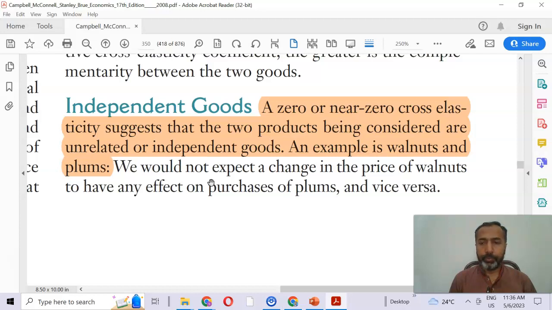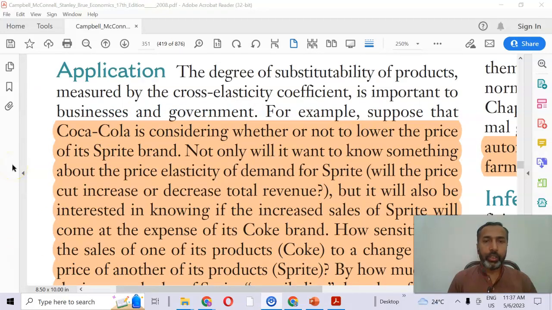So in summary, cross elasticity of demand is how responsive the demand for one product is to a change in the price of another product, not the same product. If the answer is positive, those two goods are substitute goods. If it is negative, those two products are complementary goods. And if the coefficient is 0, those two products are independent goods. Okay. Now, the application of cross elasticity of demand calculation.